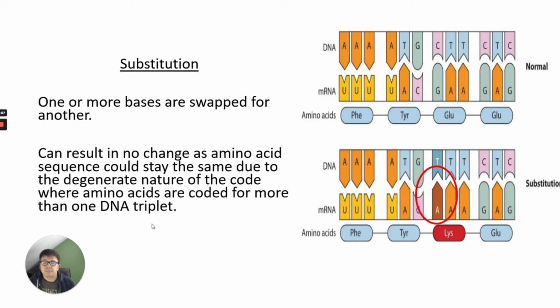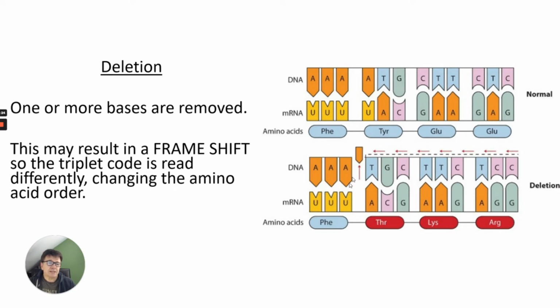This sometimes can result in no changes, as the amino acid sequence could stay the same due to the degenerate nature of the code, where amino acids are coded for by more than one DNA triplet. Deletion. So in this example, you can see that A, adenine, has been deleted, and therefore it's causing what we call a frame shift.